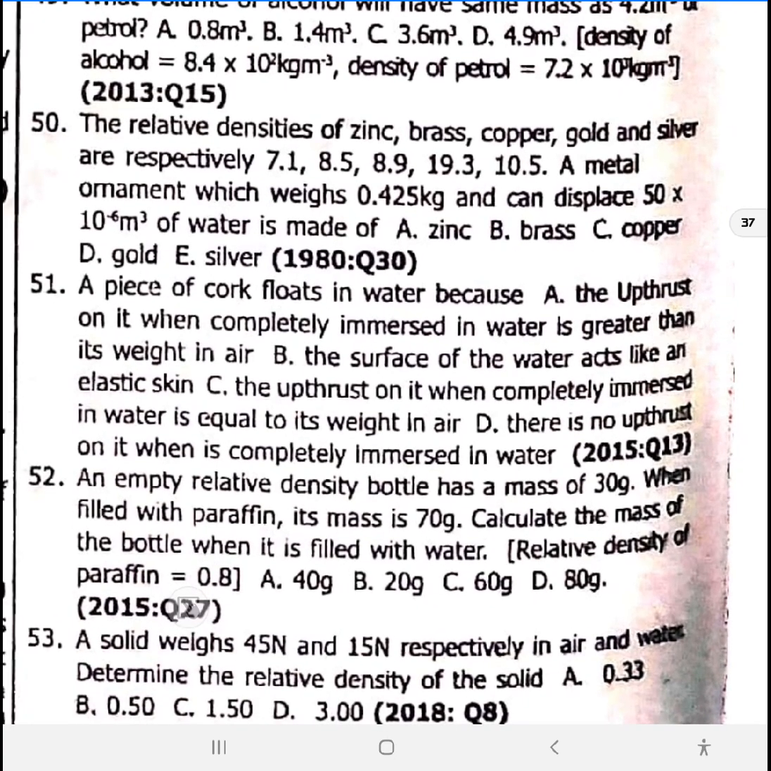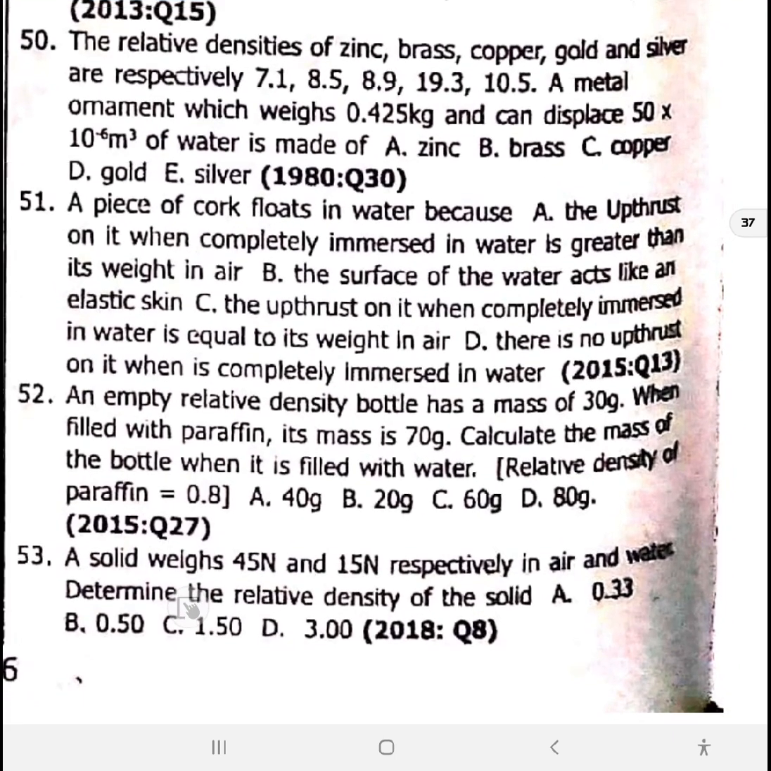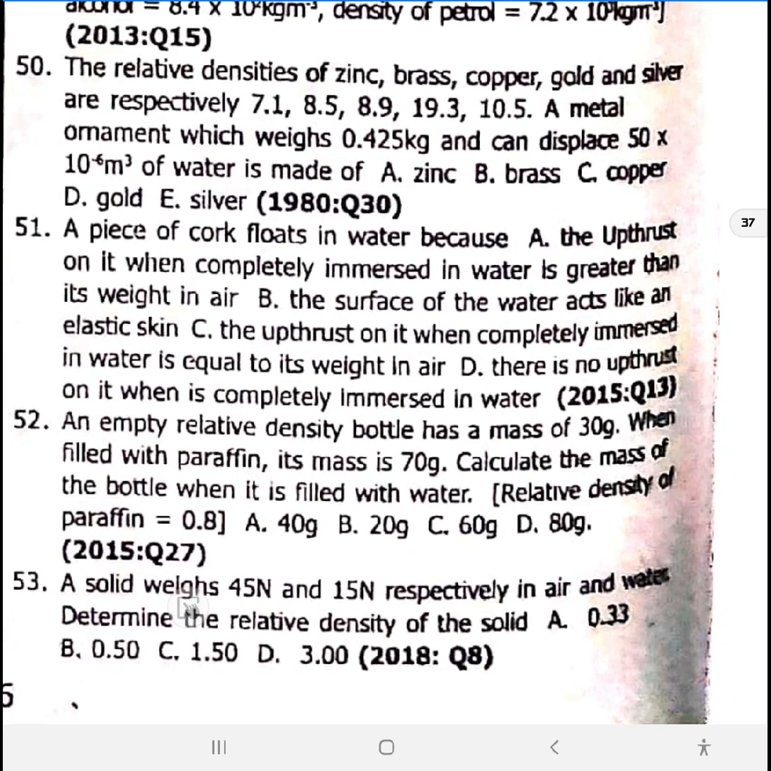Then 50, 52, 53. That's the last question, 53, and it has to do with calculation. If you got to this part, well done. If you notice, most of the physics questions have much more calculation and less theory, so it's fast for you to complete them.